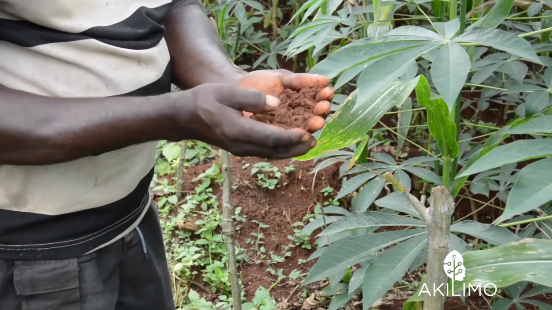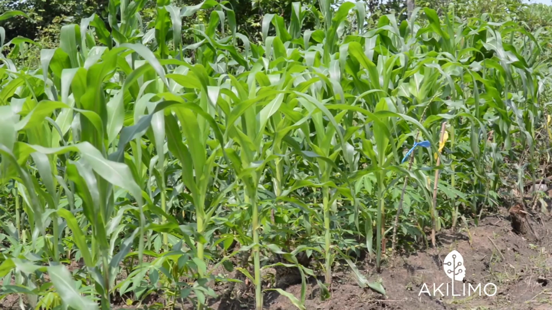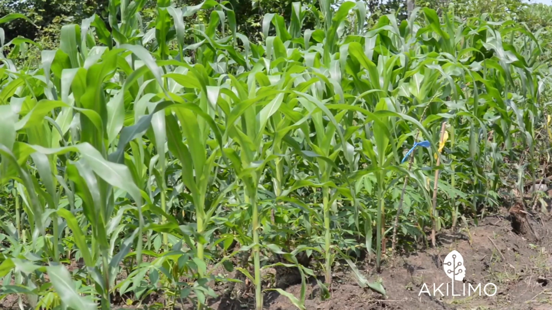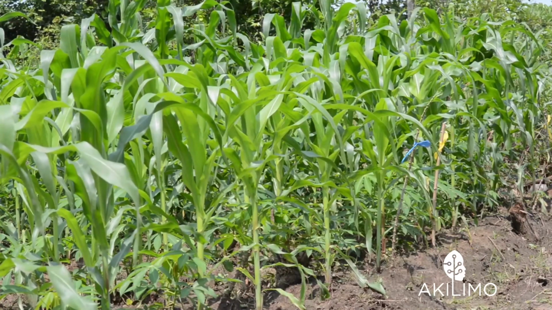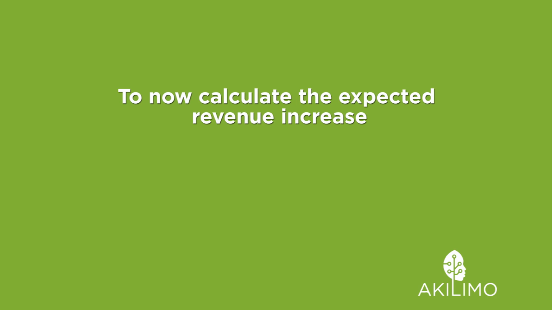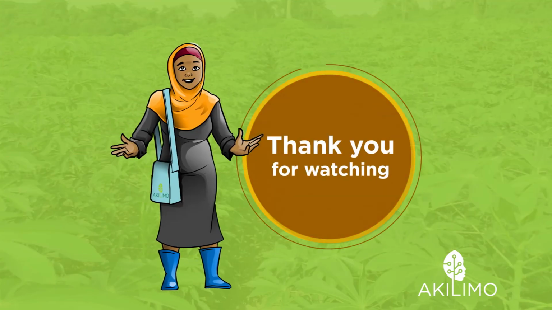Notice how the more fertile your field, the lower the expected yield increase from fertilizer is. More fertile fields have more nutrients already and will produce more, so your yield will increase less from fertilizer. To now calculate the expected revenue increase, you just need to multiply the expected yield response with the expected sale price.